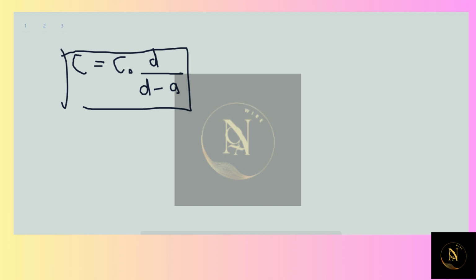As you can see, as a tends to 0, from the above expression we see that the net capacitance becomes C equals C naught. So when the thickness of the metal slab tends to 0, the net capacitance equals the capacitance in the case where we do not have the metal slab. So C equals C naught.